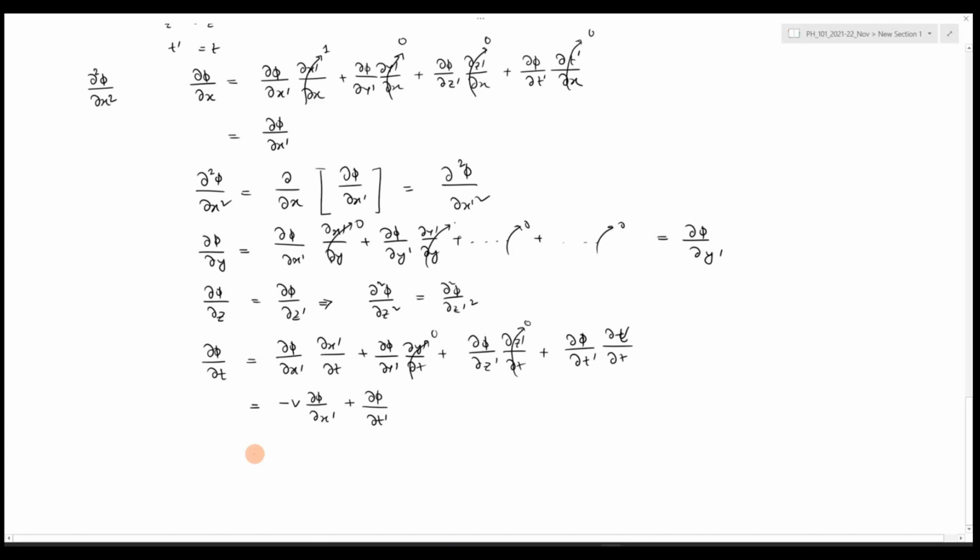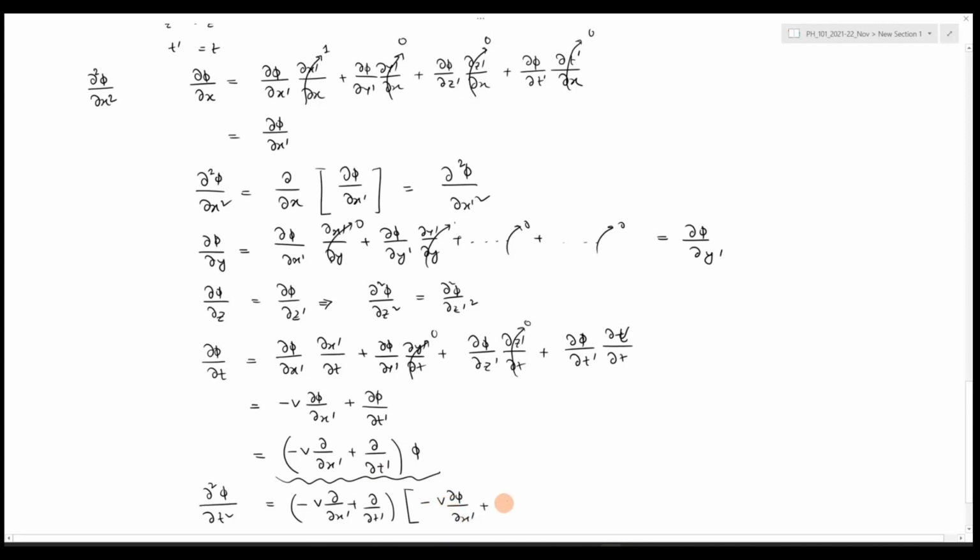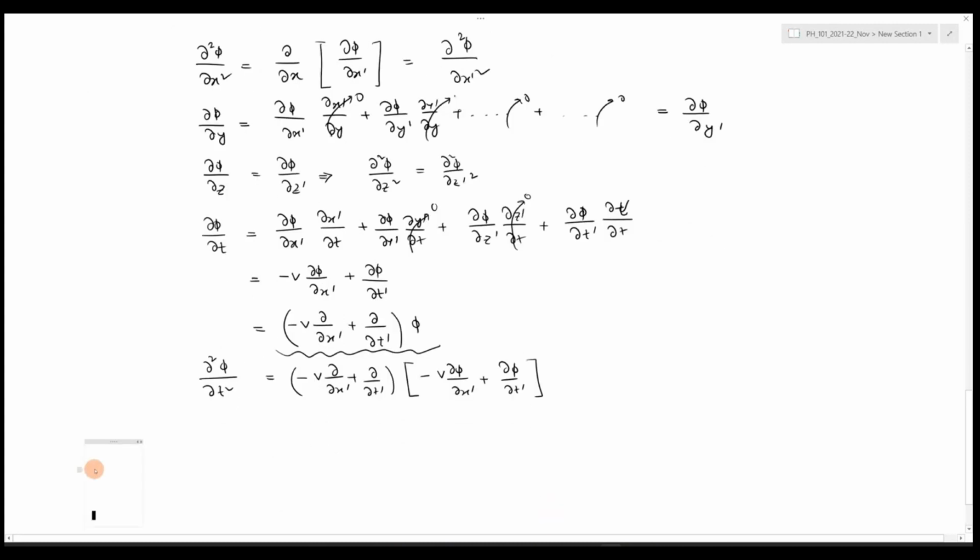It's like if we do d by dt, it is nothing but doing like this: minus v d by dx prime plus d by dt prime of phi. So if we do 2 times the derivative of this, then what will it become? Again the same thing will come out: minus v d by dx prime plus d by dt prime of which quantity now? This quantity. Everyone agrees here? Okay.